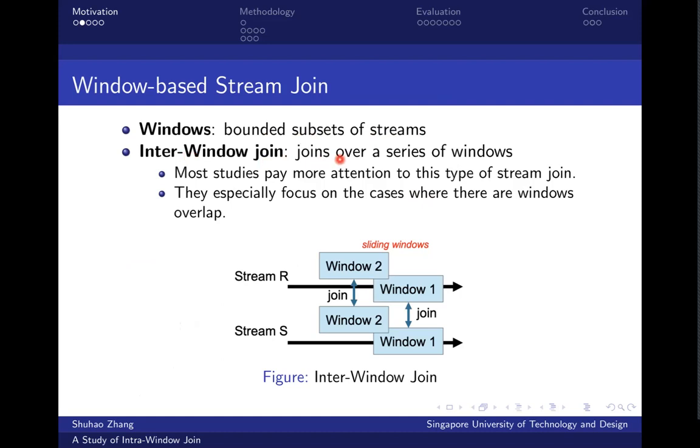Inter-window join joins two input streams over a series of windows. Most existing studies focus on inter-window join operation and especially pay attention to the case where windows overlap, or so-called sliding windows, as illustrated in the figure.